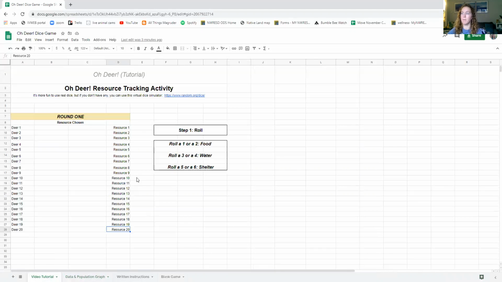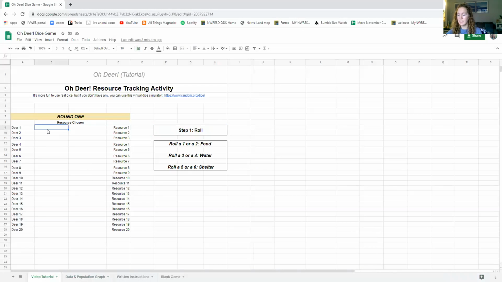So let's learn how to play. You've got your deer and you've got your resources. Step one is to roll. So you're gonna roll your dice. If you only have one dice, just roll it once for deer and once for resources. If you have two dice, assign one for each. On Random.org, you can select how many dice you want to be rolling, so just choose two. And I'm gonna go ahead and give a roll.